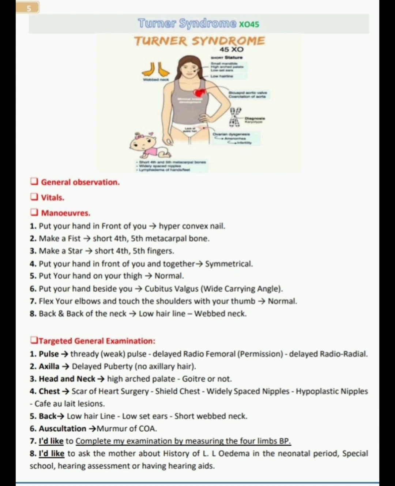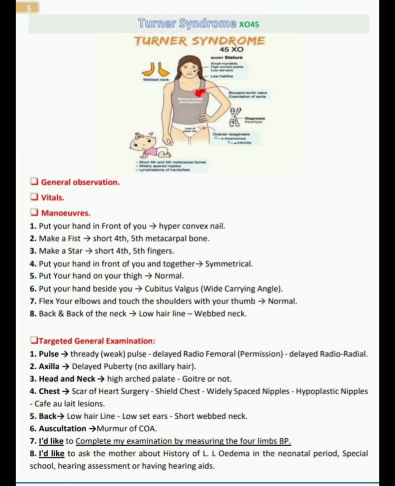Number 3, head and neck. We find high arched palate, goiter or not. Number 4, on chest we can find a scar for heart surgery, shield chest, widely spaced nipples, hypoplastic nipples, naevi lesions. So the chest is very important in Turner syndrome. Then number 5, back. From the upper back we start the examination. Low hairline we find, low set ears. There is short web neck. And number 6, auscultation: we find a murmur for coarctation of aorta.